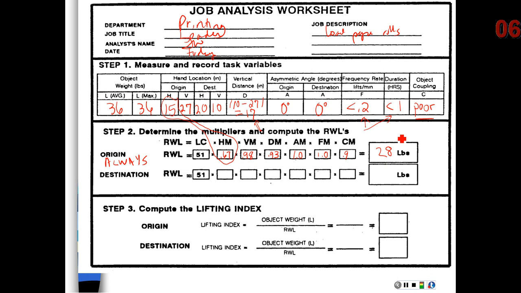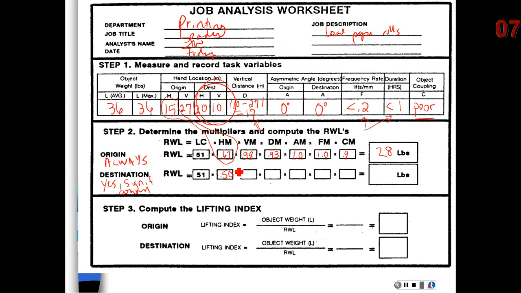The destination you do if there's significant control, and so yes, there is significant control. Again, she's positioning the paper load onto the machine. It takes control, her muscular control, to line it up properly to get it into the machine, and so she is using significant control, and so we need to evaluate the destination because it's potentially risky.